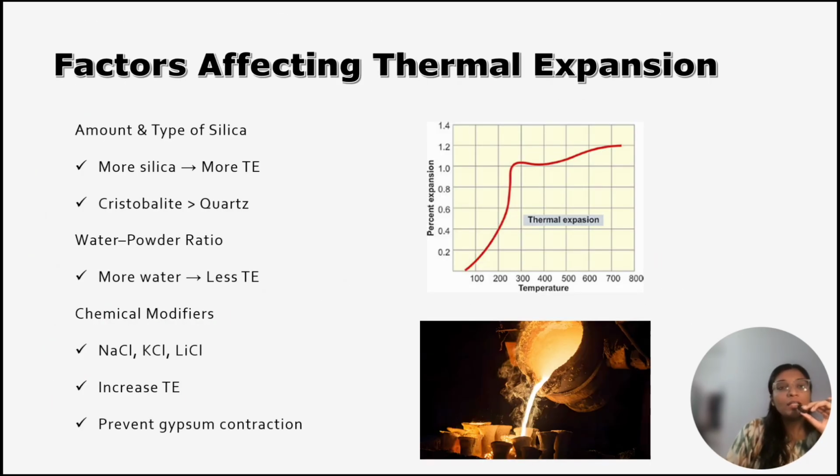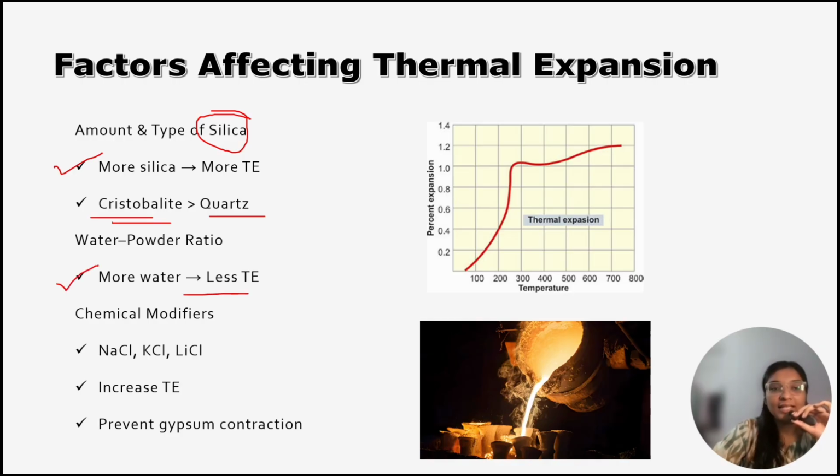Now, what are the factors affecting thermal expansion? Thermal expansion is most related to the refractory material, that is silica. So the more the silica, the more will be the thermal expansion. Cristobalite will have more expansion than quartz. In water powder ratio, the more the water, the less will be the expansion. And then the chemical modifiers like sodium chloride, potassium chloride, lithium chloride will increase the thermal expansion and prevent the gypsum contraction.